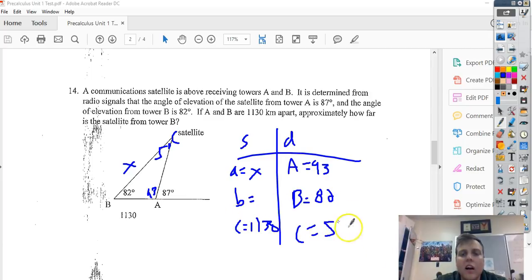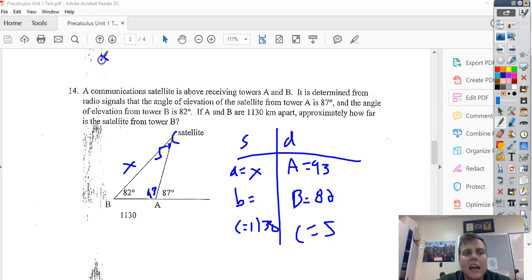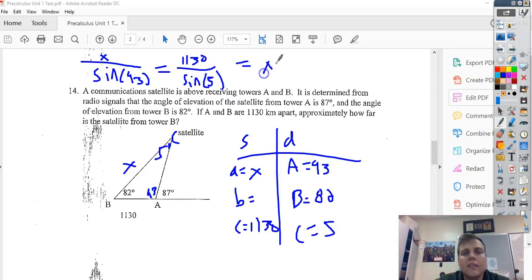So now this is a law of sines problem. I can say X over sine of 93 is equal to 1130 over sine of 5. And then I can cross multiply. So that gives me X sine 5 is equal to 1130 sine 93. And then I can divide both sides by sine 5. And I'm going to get X by itself at that point in time.